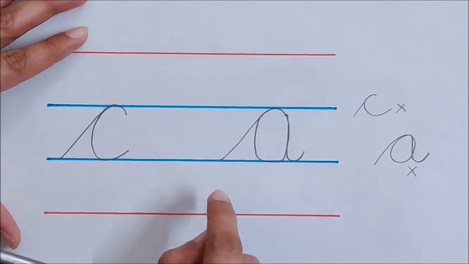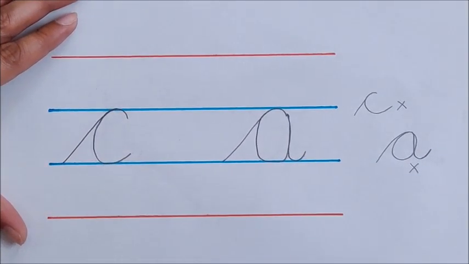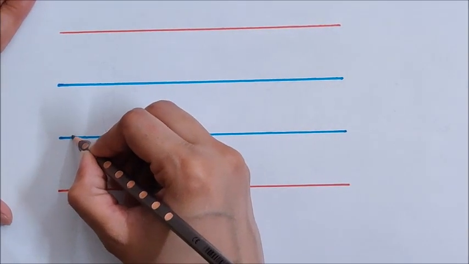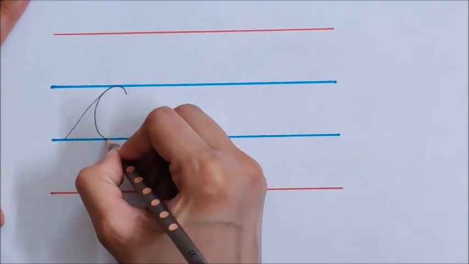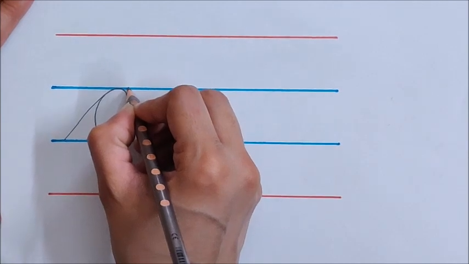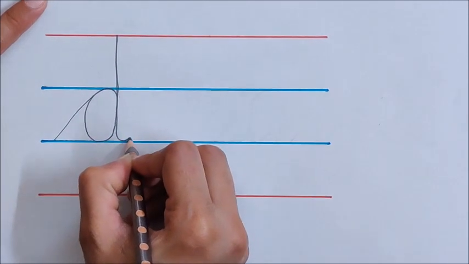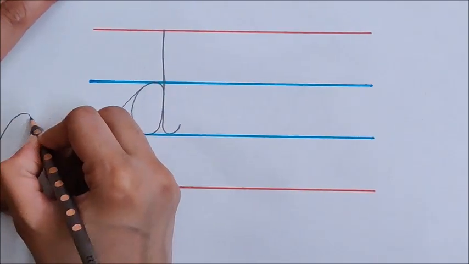Now children, we will see how to write letter D, D. Now how to write letter D? Slanting line, touch the blue line, go down, come back, touch the lower blue line. Now you have to go up and touch the red line. It should be straight like one. Now come back on the same line and make a tail. It is D, D.